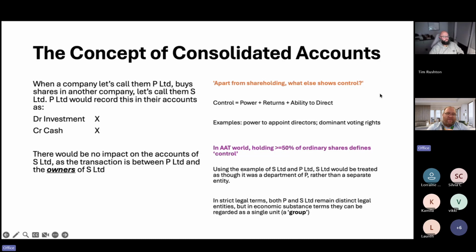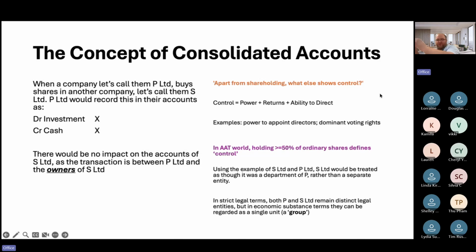Now, the key thing to say at that point is there's absolutely no impact on the accounts of S Limited, because P Limited has bought the shares, and the shares are owned by the owners of S Limited, not by S Limited itself. So there's no impact on the accounts of S Limited. That cash wasn't paid to S Limited, it was paid to the shareholders of that company. So the transaction exists between, in this case, P Limited and the owners of S Limited, not S Limited itself.